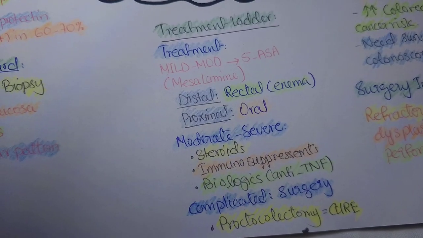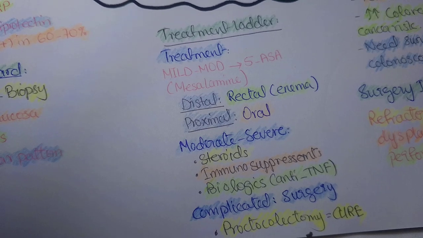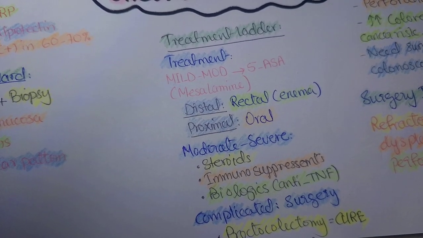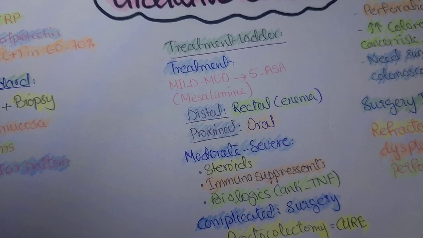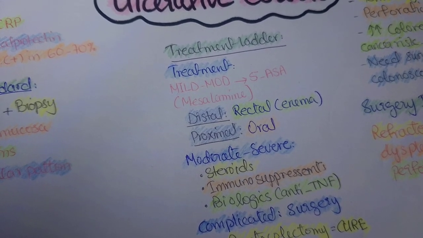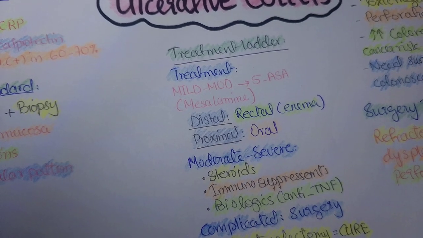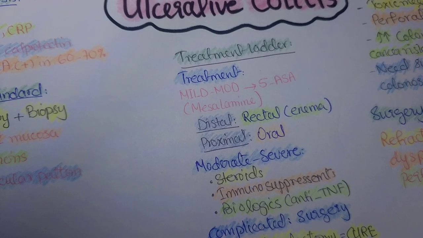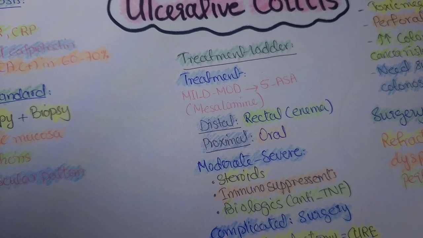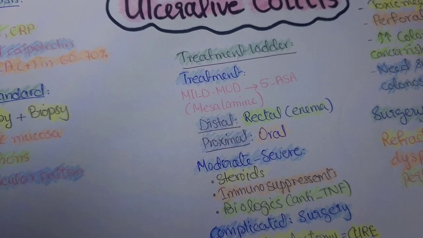So treatment follows a step-up ladder based on severity. For mild to moderate disease, it starts with mesalamine. This is first line. The route matters. For distal disease, we use rectal suppositories or enemas. For extensive disease, we use oral formulations.